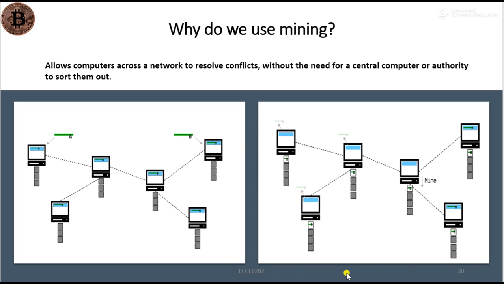Okay, why do we use mining? What is the importance of this mining process, and what would happen if we did not use mining? The first thing is that this system allows computers across a network to resolve conflicts without the need for any centralized computer or centralized authority to sort out the conflict among them.